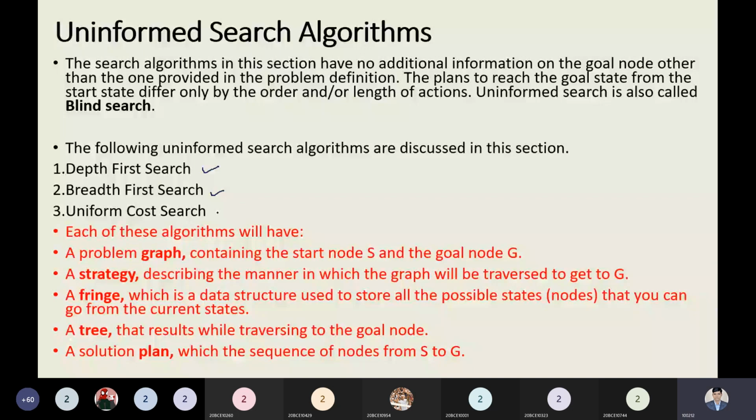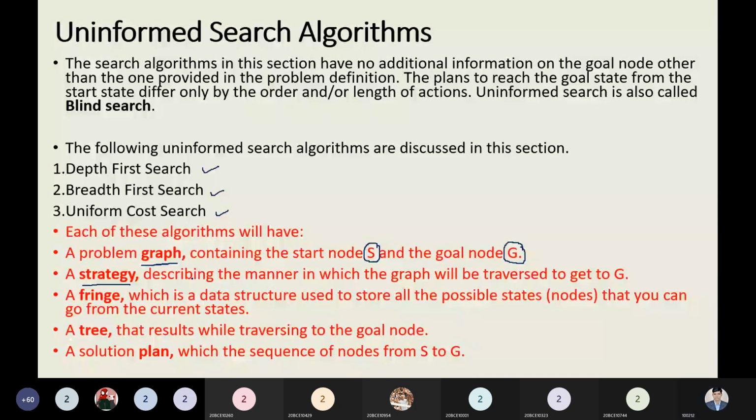If we talk about the problem graph, it contains the start node S and the goal node G. Just keep this in mind, because with the help of these parameters we will see examples. There will be a graph followed by the start node and goal node. Strategy describes the manner in which the graph will be traversed to get to G. From S to G we have to move, so what path do I have to take? Based on the strategy, that could be the searching mechanism.